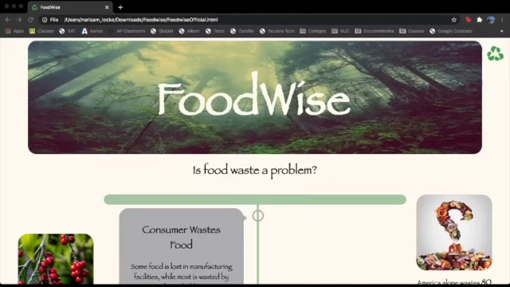Though food waste has always been a problem in the United States and throughout the world, massive disruptions in the food system caused by the COVID-19 pandemic are producing greater amounts of food waste than before. We created Foodwise in order to empower families to reduce food waste in their households.